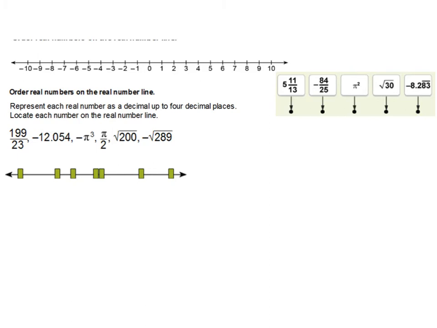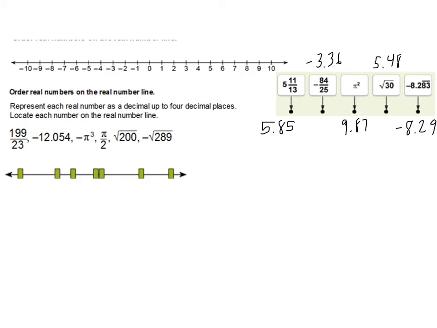Okay, so what we're going to do is we're going to turn all of these values into decimals. So we have negative 11/13. And you just plug that into your calculator and you get 5.85. Okay, negative 84 divided by 25 is going to give us negative 3.36. And I'm rounding these all to 2 decimal places. Pi squared is 9.87. Square root of 30 is 5.48. And then negative 8.29. That is rounded to 2 decimal places. That is already in decimal form.